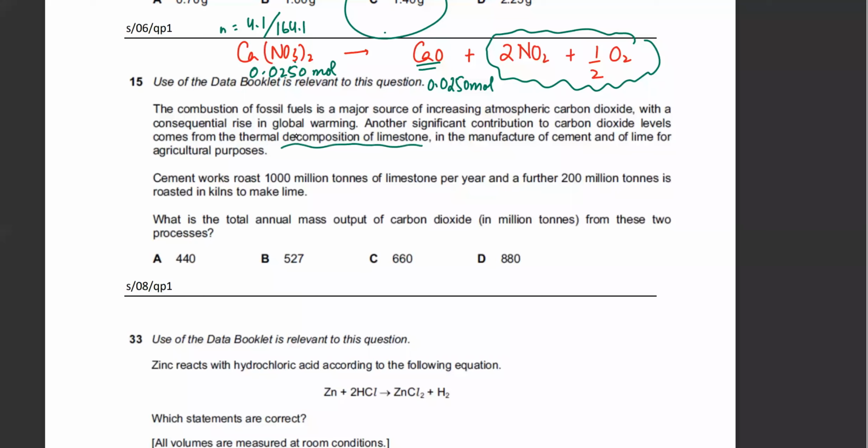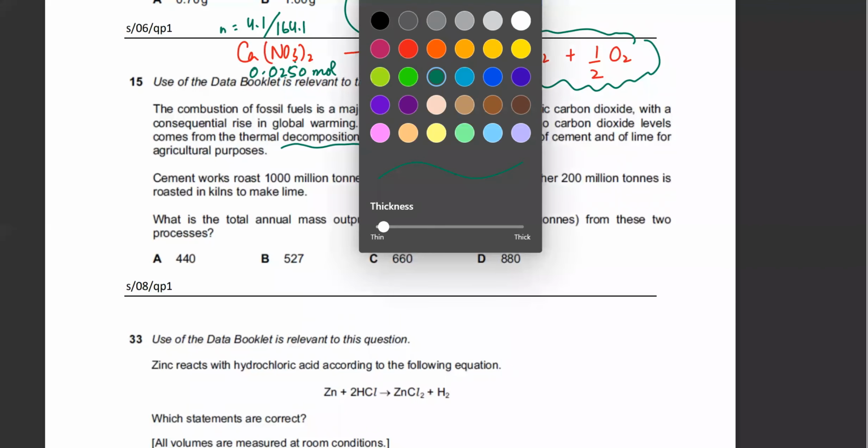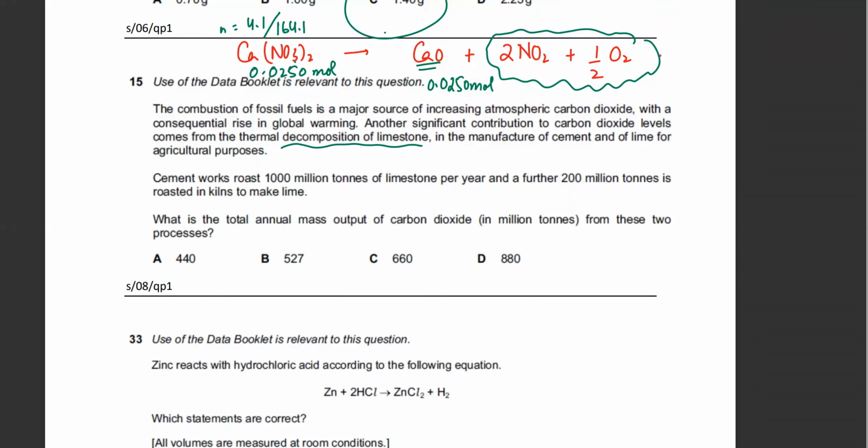Does anyone know what limestone is? Anyone? You must have studied this in O-levels. Calcium carbonate. Okay, that is calcium carbonate. Remember, the thermal decomposition of limestone, a carbonate, would decompose to form an oxide plus carbon dioxide gas. All these equations are written on the board that we were using. So it's a simple 1:1. Now we're saying that limestone decomposes.